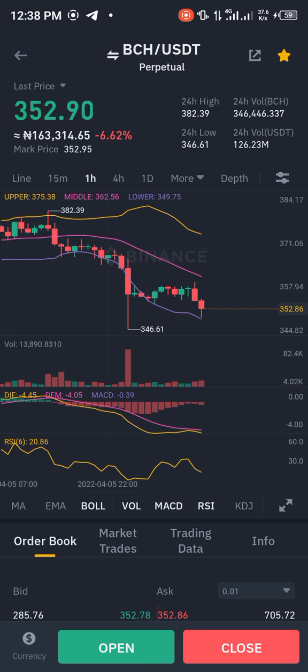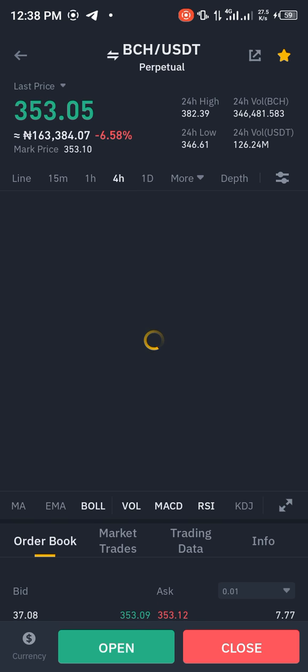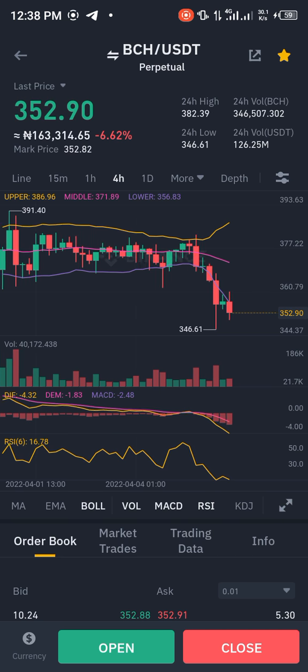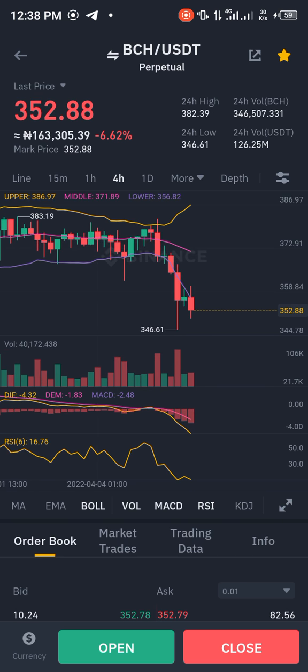Now the RSI differs for different time ranges. This is the 1 hour time frame. If we go for 4 hours, you'll find out that the RSI is even below 20, it is now at 16, still showing that the market is at an oversold rate. The MACD was still indicating more divergence.